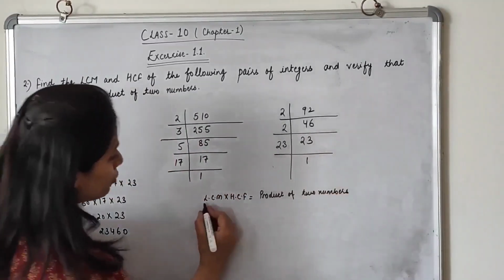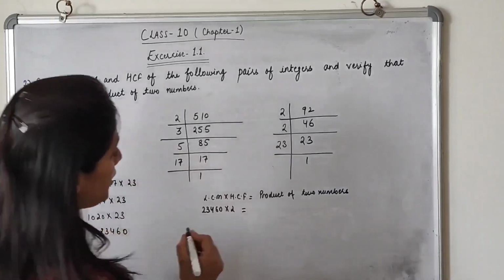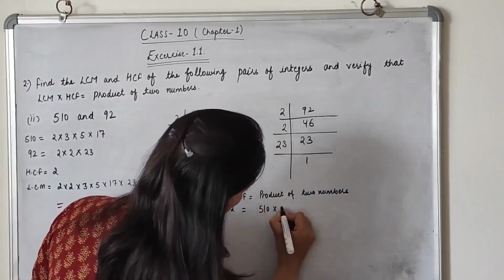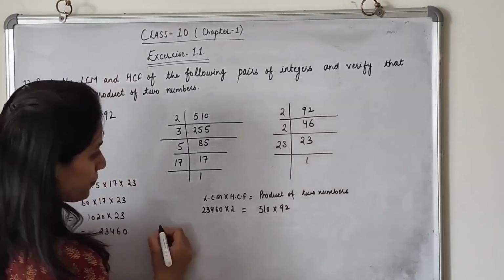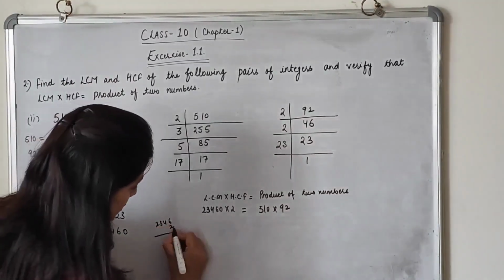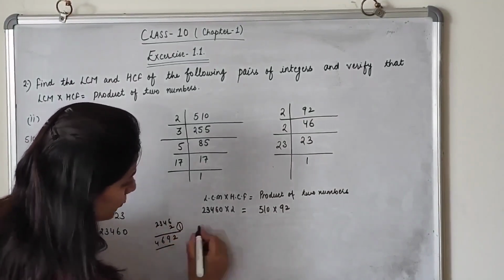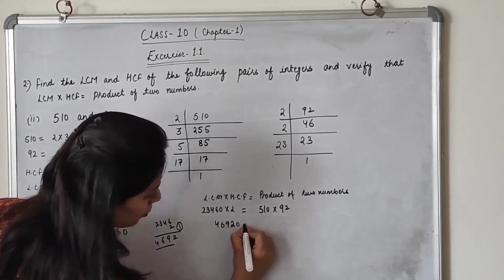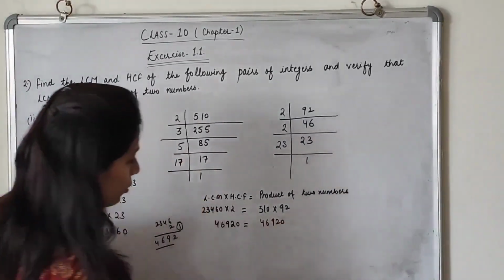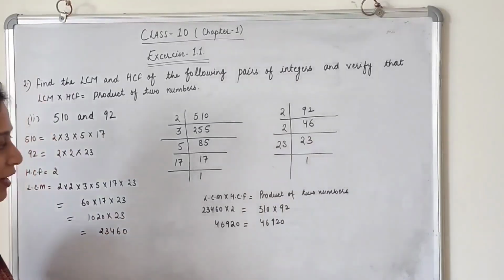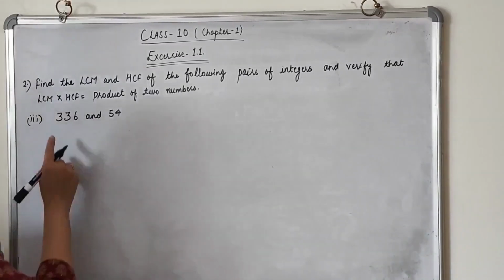What is the LCM? 23460 multiplied by 2, and the numbers are 510 into 92. 23460 multiplied by 2 is 46920. 6 2s are 12, 1, 4 2s are 8, 1, 9, 3 2s are 6, 46920, and 510 into 92 is also 46920. So here the left hand side is equal to the right hand side. So verification is done.